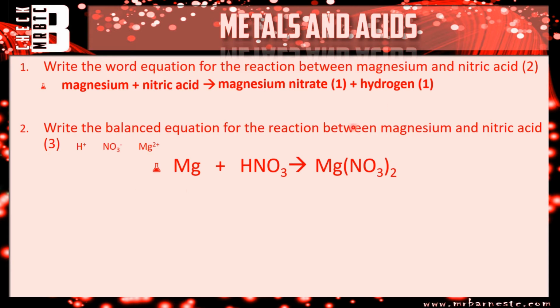Then secondly, hydrogen, you should know, goes around in pairs, is H2. So you will get 1 mark for your reactants and 1 mark for your products. And then finally, your 3rd mark is the balancing. You can see straight away I've got 2 hydrogens here and only 1 there, and 2 lots of my nitrate. So all I need to do is put a 2 in front of my nitric acid and we're balanced.